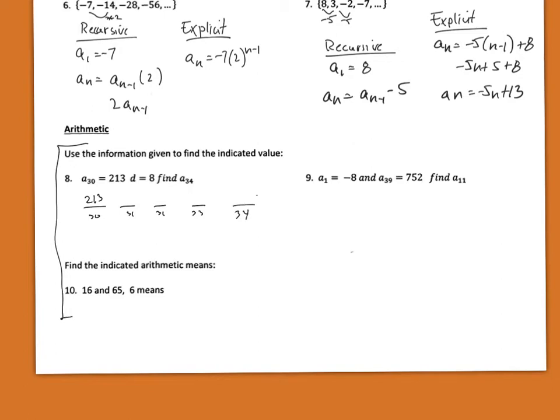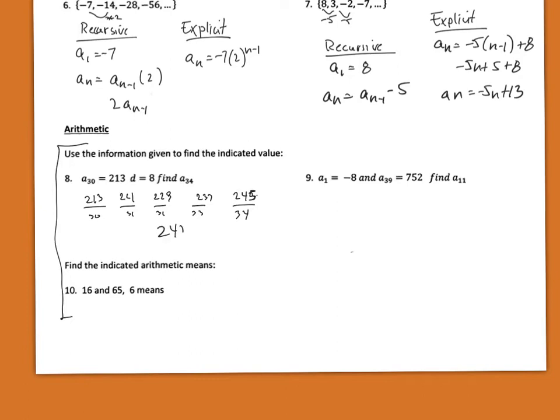So just add 8. Just keep adding 8. You know, seems pretty easy to do. So if we add 8, we get 221. 8 is 229. 8 again is 237. Add 8 again, we get 243. Is that right? 245, sorry.